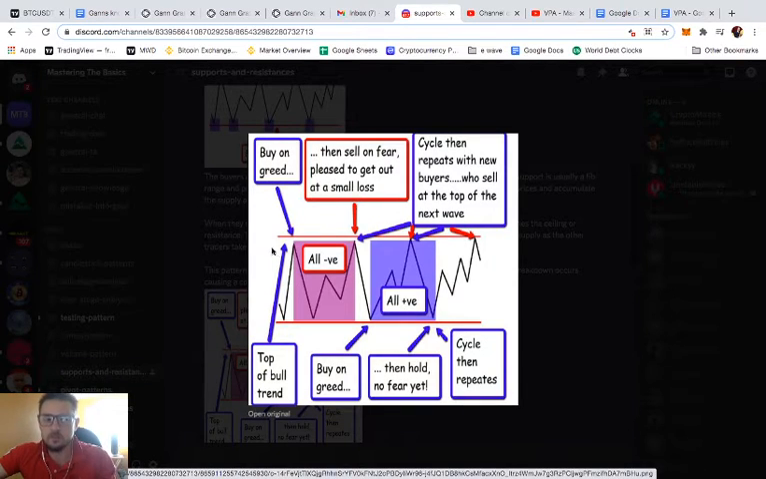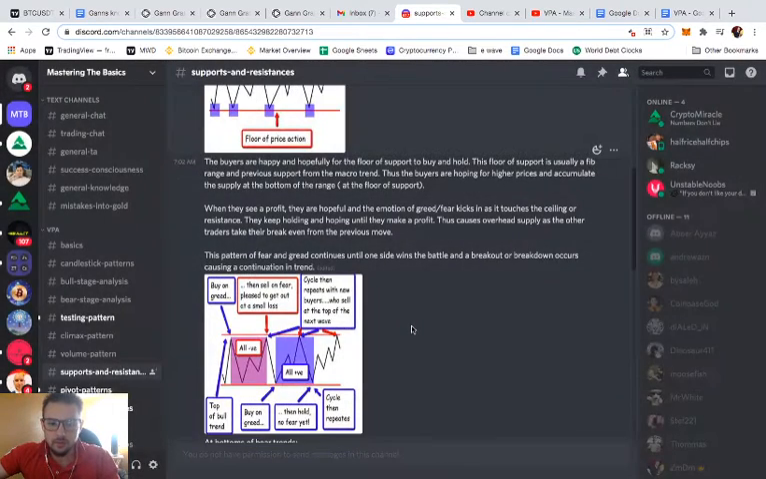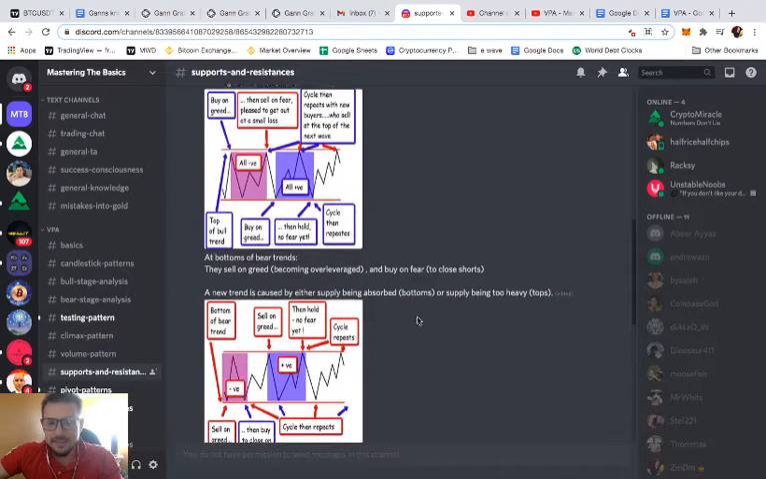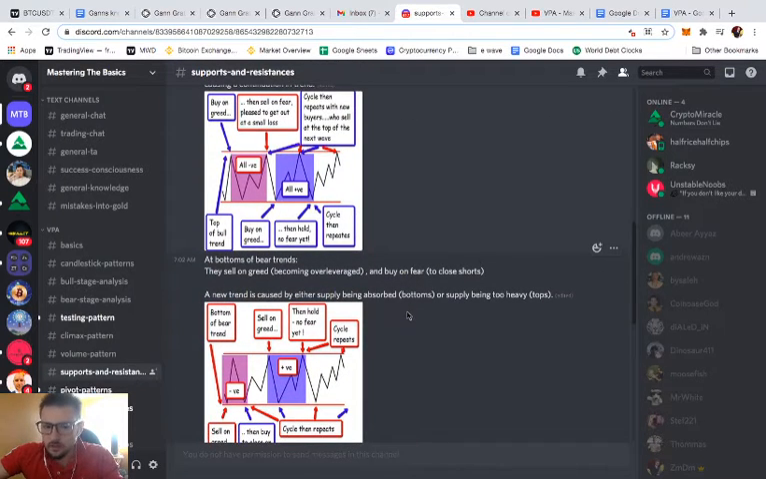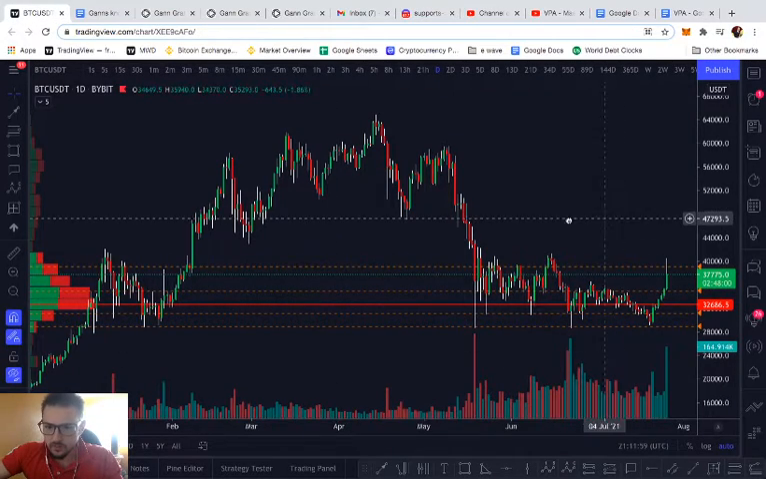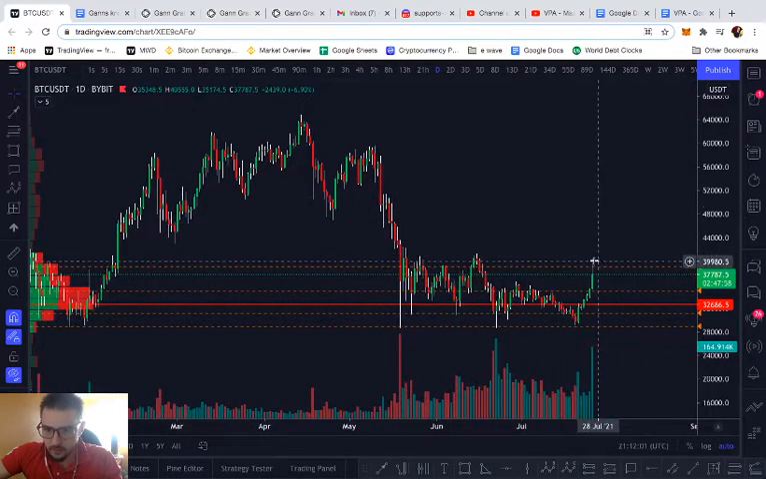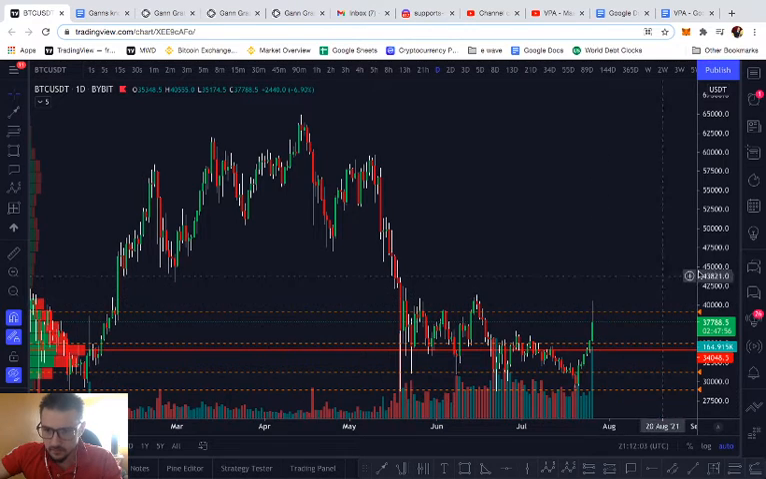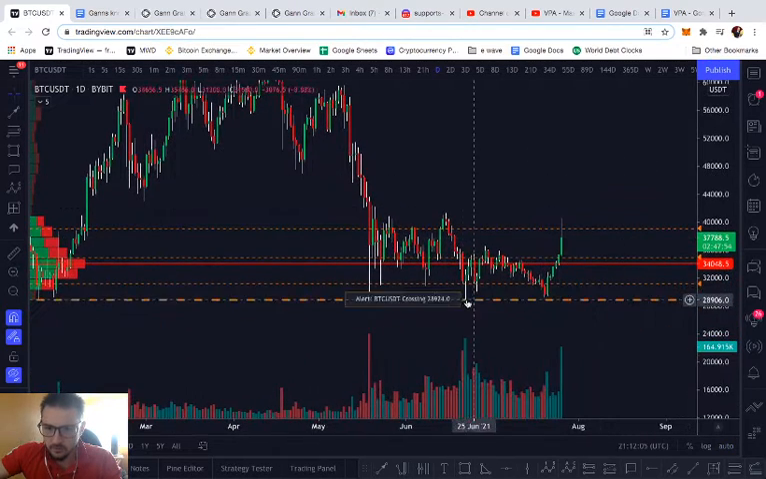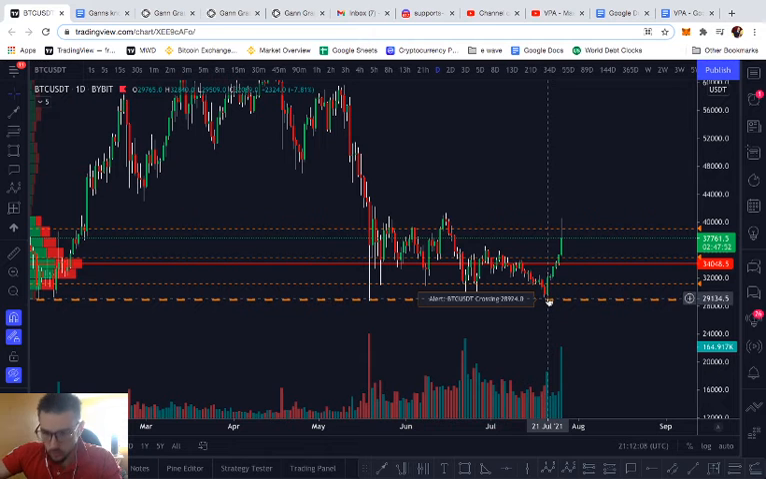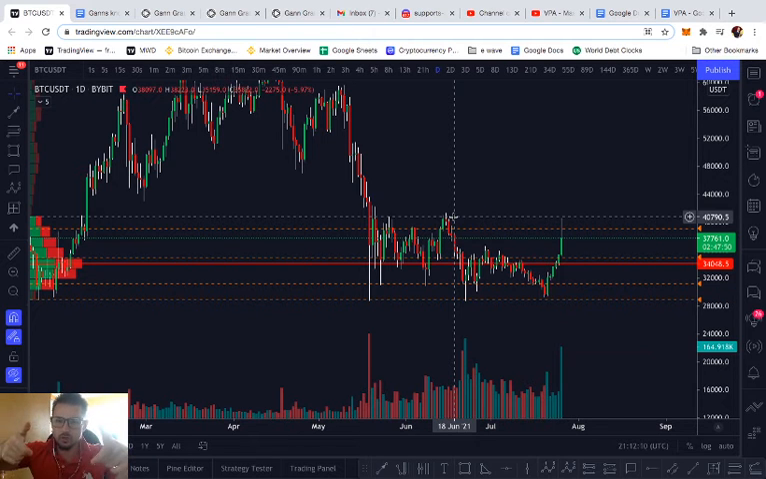There's cycles of emotions, and at the top and the bottom it's a little bit different. And that's kind of what we're doing right now, right? We're in a channel and we've got a lot of, like, this one here was buy on greed. This one here was sell on fear. So what you want to do here is flip the switch on the psychology, and you want to buy the fear, excuse me, and sell the greed. So that's another pattern.